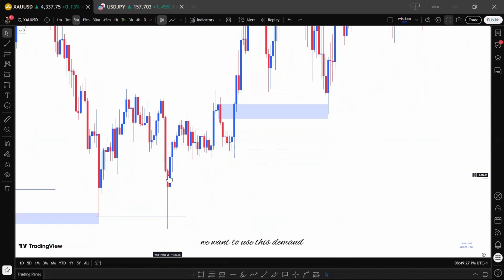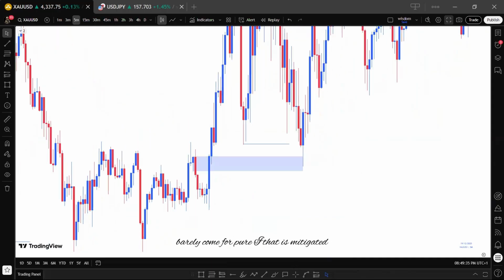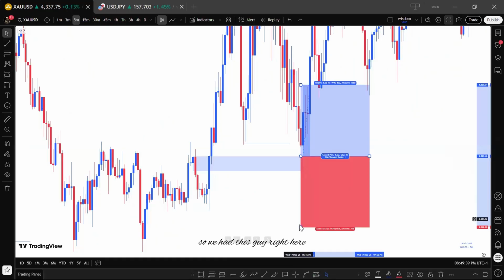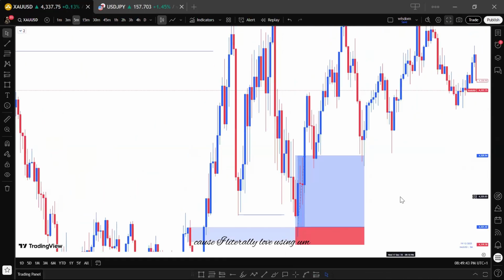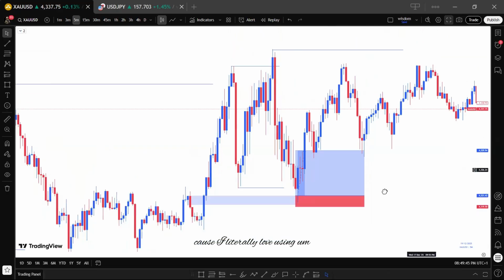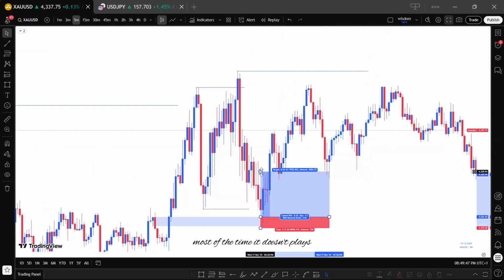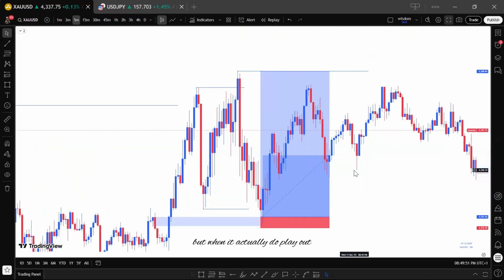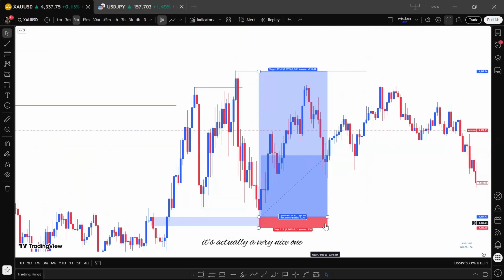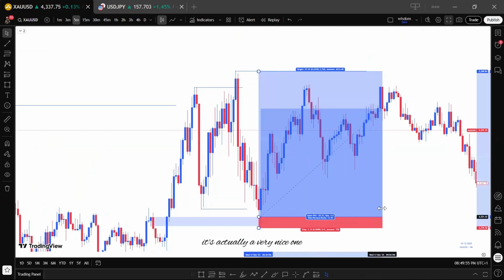We could say we want to use this demand because it's a protected demand, but it has been mitigated, and price barely comes for a POI that is mitigated. So we had this one right here. Your stop will be below this, because I literally love using tight stop loss. Most of the time it doesn't play out well, but when it does, it's a very nice one.